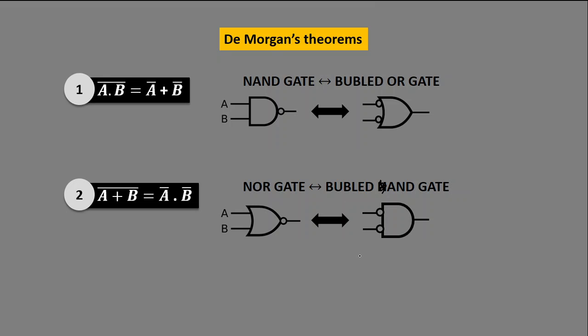So this is, in summary, De Morgan's theorem. We are going to use these two De Morgan's theorems continuously throughout our digital electronics syllabus. So you must carefully understand these two concepts properly and then try to solve problems yourself, so that we can use them again and again throughout the syllabus.